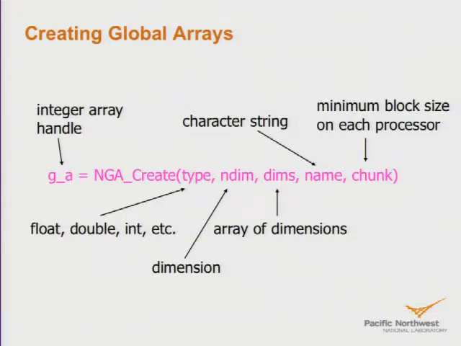Character string is just a name you give it, like array A or something like that. So it's just an ASCII string of characters that describes that array.